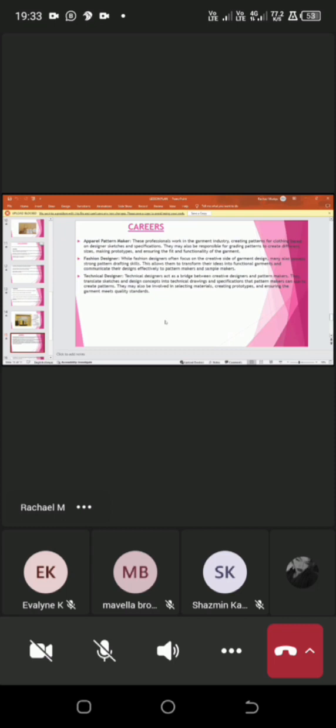We have technical designer. You can also become a technical designer who acts as a bridge between the creative designer and the pattern maker. They translate the sketches and design concepts into technical drawings and the specifications that pattern makers can use to create patterns. They may also be involved in selecting materials, creating prototypes, and ensuring the garment meets the quality standards, okay?